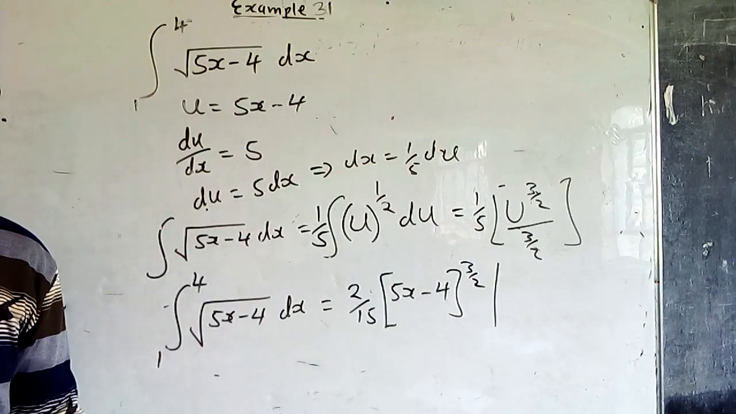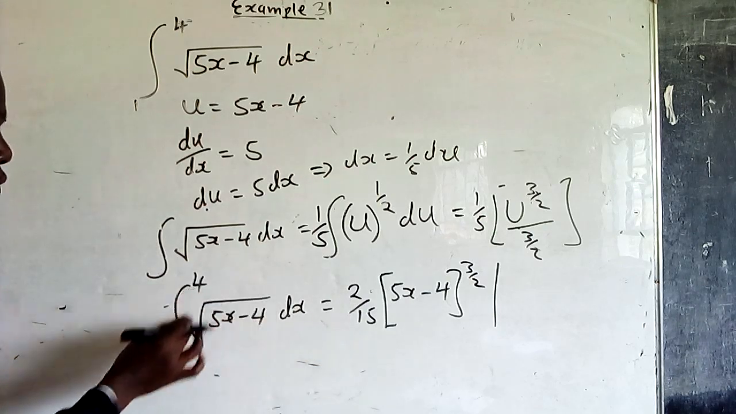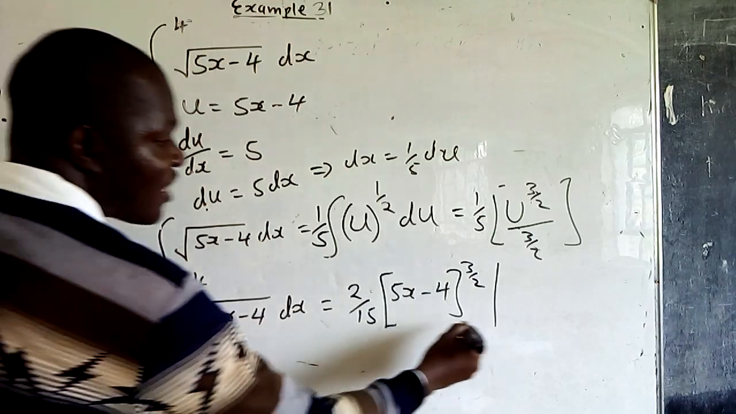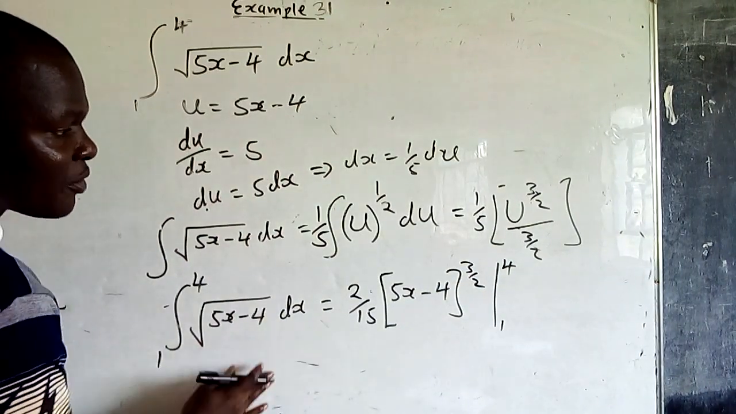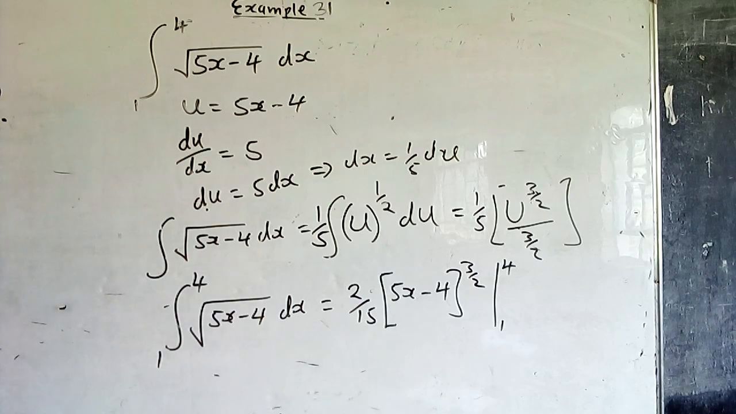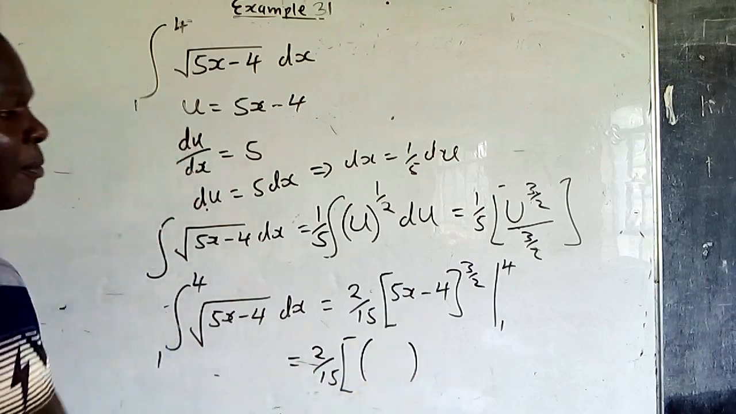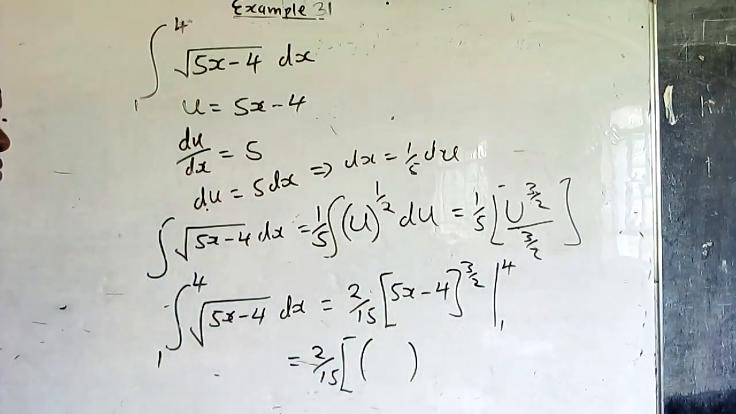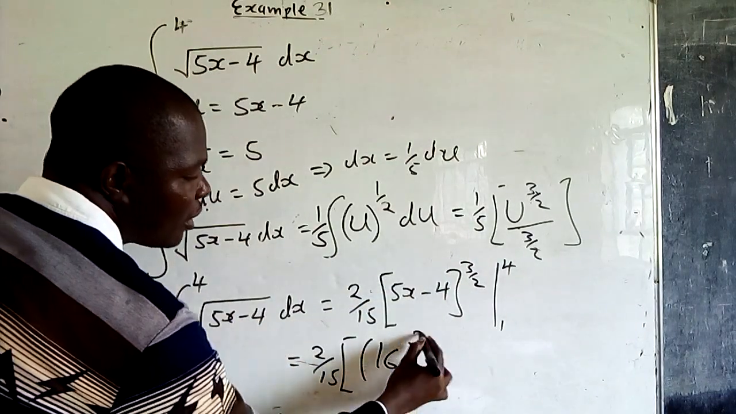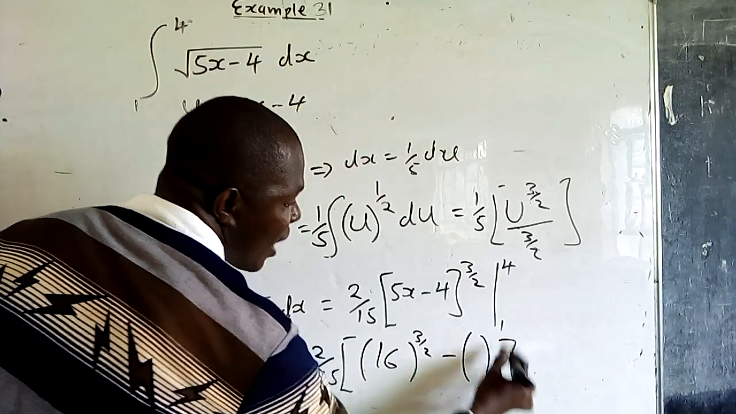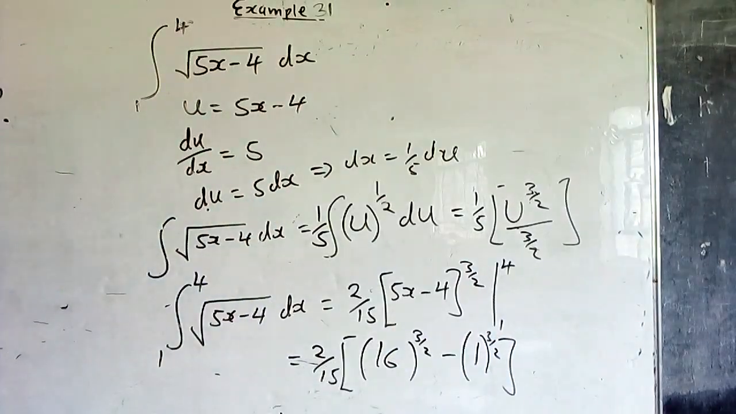Are you getting that? Are we together? You wait until you are back to the original problem, that is when you put the limits, okay? So your limits here are 1 to 4. So can you start substituting that? Here you have 2 over 15 outside, inside the bracket upper limit, when x is 4, that is 20 minus 4, 16 raised to power 3 over 2, minus, when x is 1, that is 5 minus 4, 1 raised to power 3 over 2, because u is raised to power 3 over 2, isn't it?